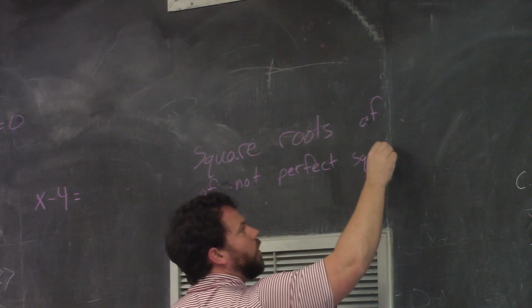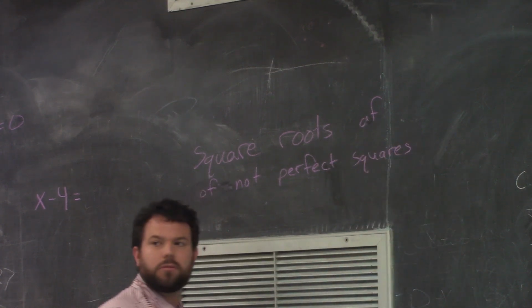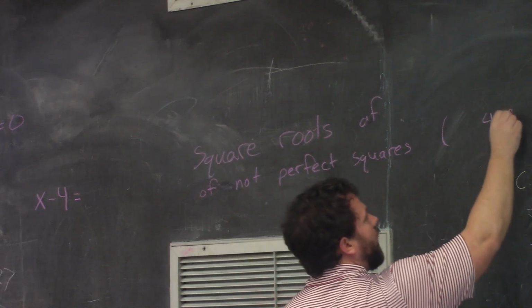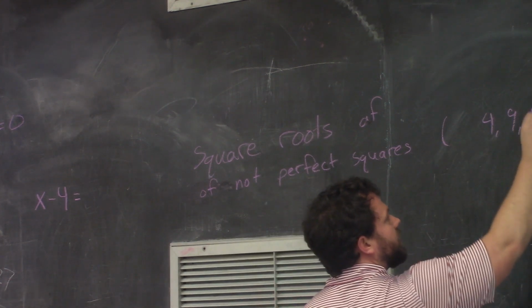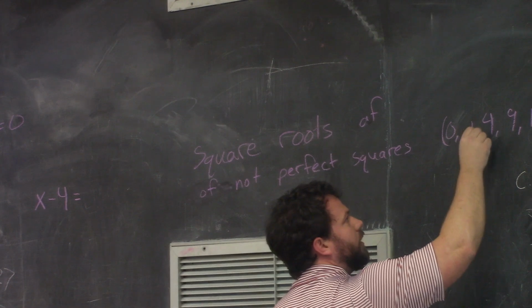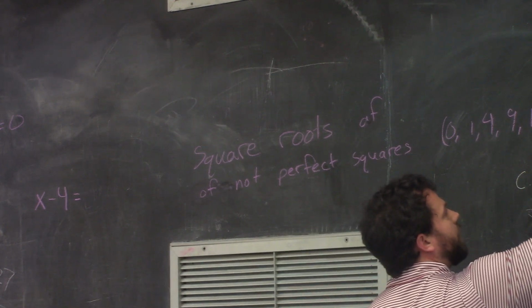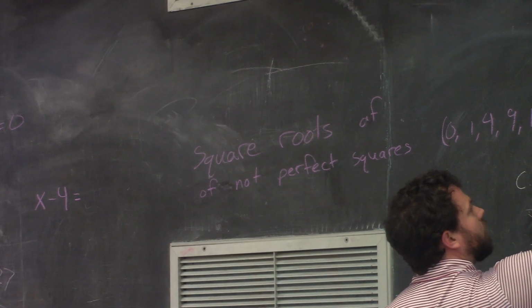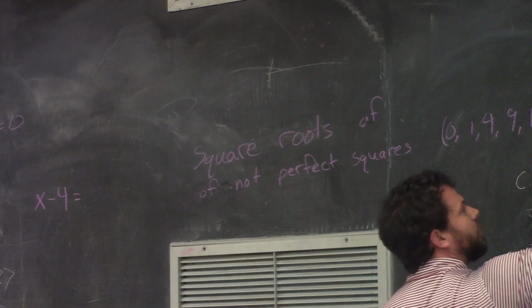By the way, what are the perfect squares? What are some examples? Give me one of them. 9. So 4, 9, 16. 36. 45. Okay.